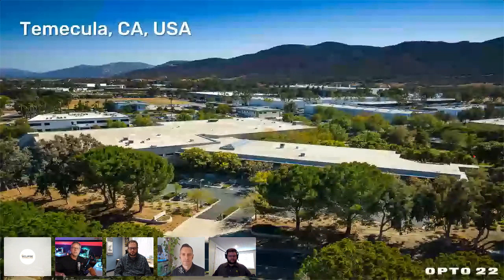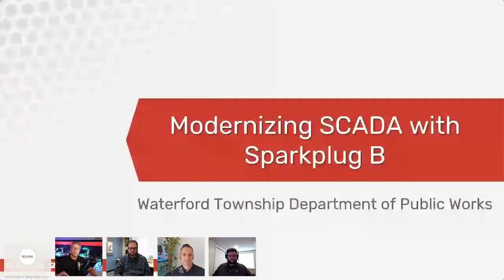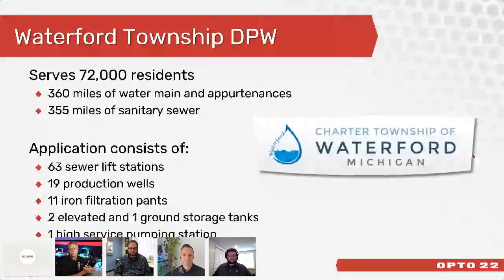But enough about Opto. Let's focus on what an application looks like with Sparkplug B. And of course, today we're featuring Waterford Department of Public Works. Waterford was founded in 1834, getting its name from 34 regional lakes around the township, located in Oakland County, about 35 miles north of Detroit. And as you can see on the screen, water management for Waterford is no small task.